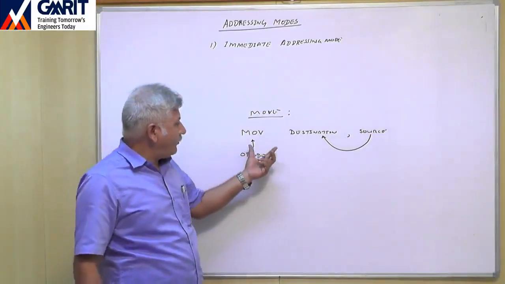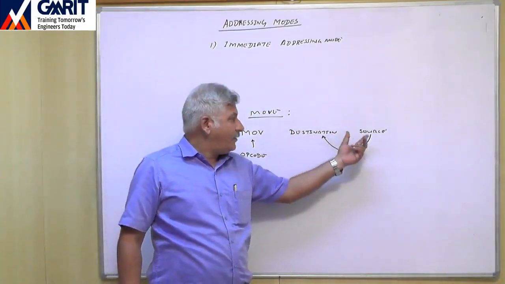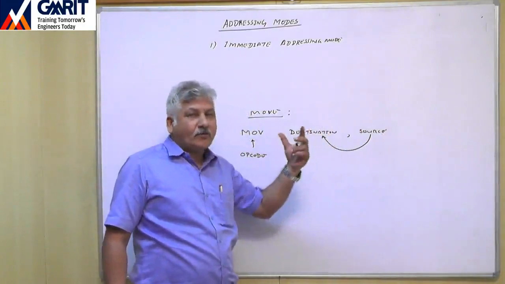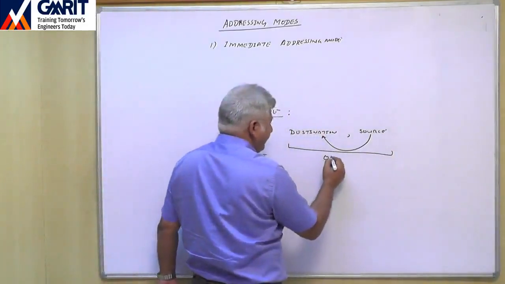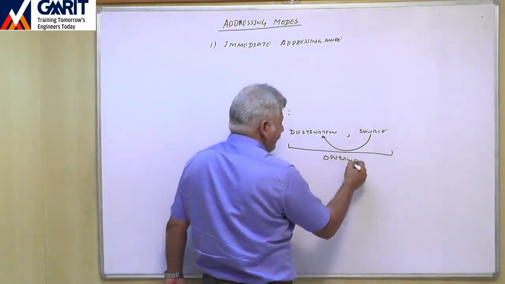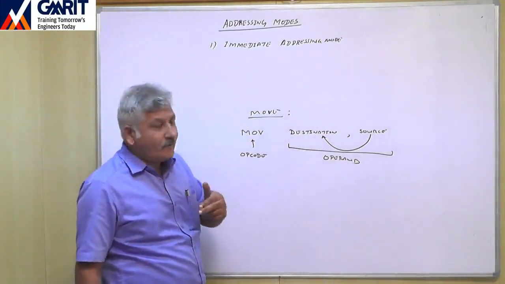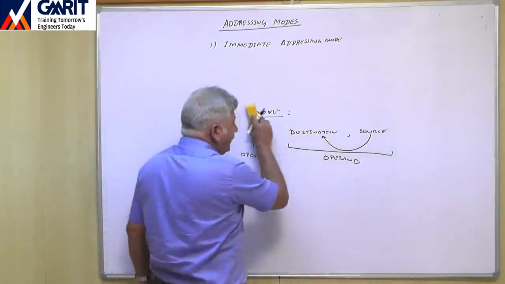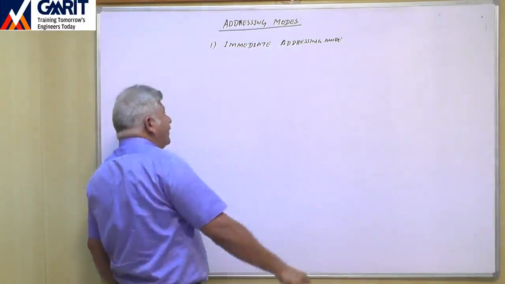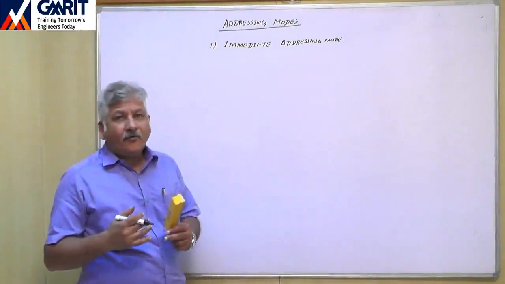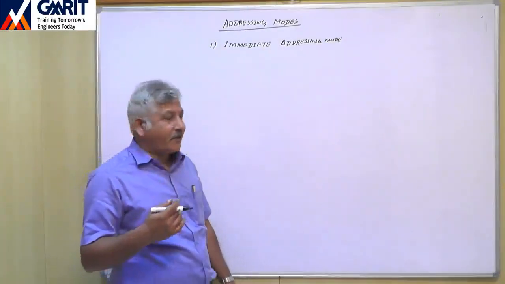After the opcode, whatever we write will always be the destination in case of move instruction, and after the comma, whatever we write will be the source of our data. So this part is our operand. With the help of move instruction, we will discuss all the addressing modes. Now in case of immediate addressing mode, the data is the part of the instruction. Whatever data we want to move into the destination is the part of the instruction.